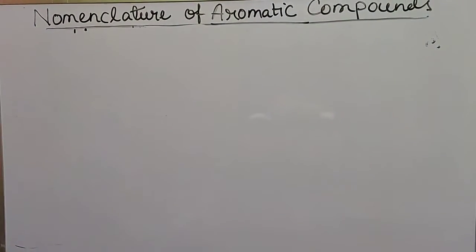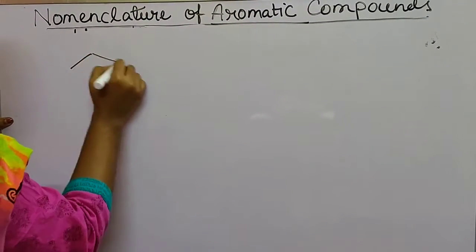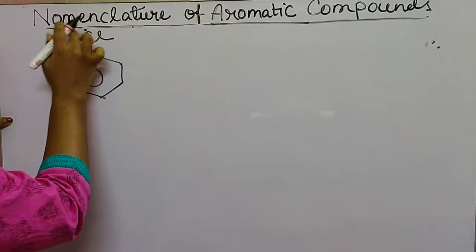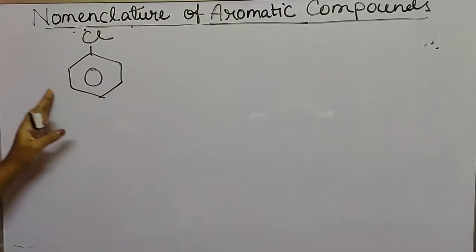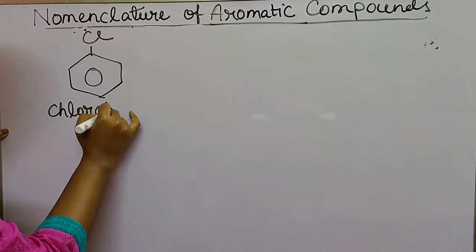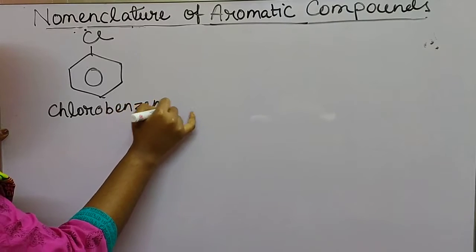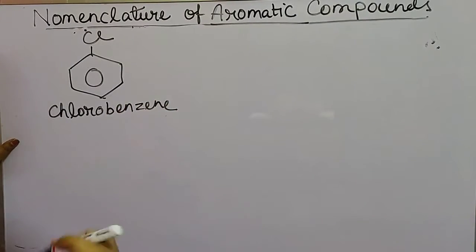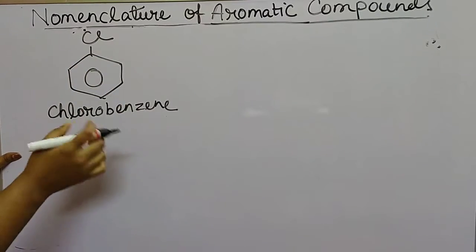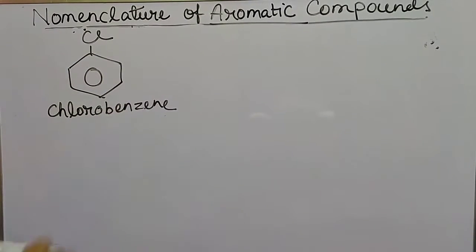Next we will see here halogen derivatives of benzene. Suppose in a benzene ring, if one chlorine is present, then the name will be chlorobenzene. If one fluorine is present, then the name will be fluorobenzene. If bromine is present, then name will be bromobenzene, and same for the iodine also, iodobenzene. So by this the name will be there.